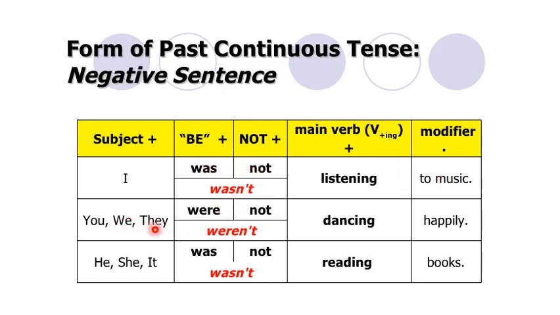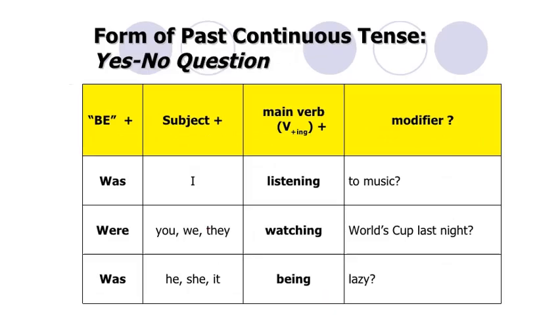You, we, they were not or weren't dancing happily. He, she, it was not or wasn't reading books. Interrogative sentences. In interrogative sentences, we use helping verb in the start of the sentence, then subject, then main verb ing form of the verb, and then modifier.